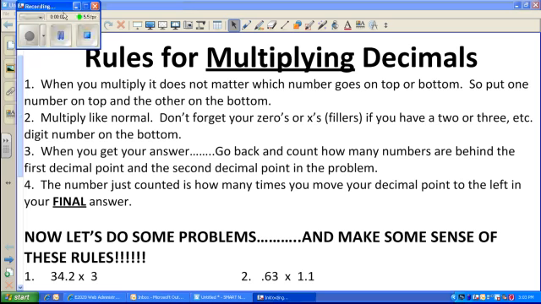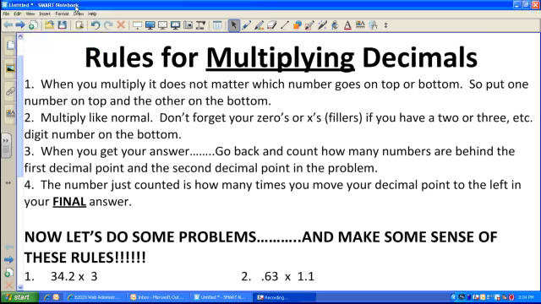Okay, so we are looking at the rules for multiplying with decimal points. When you're multiplying with decimal points, it's still the same way as if you're multiplying with whole numbers. First, you need to rewrite the problem and line them up. Nothing really has to line up, but I always like to line up the last digit.